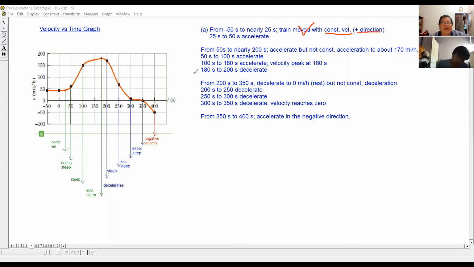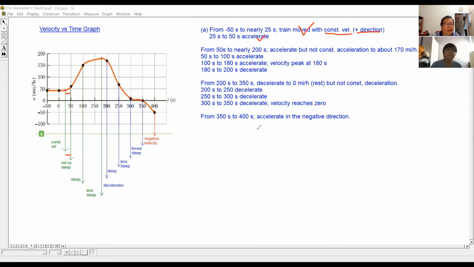Now the next part of the journey is this one, from here to here. It is a slope, but it's not very steep. It curves upwards like this. Curving upward means the velocity has increased already. It's no longer constant and flat like that. So the velocity has increased, but it is not very steep. So from 25 to 50 seconds, it accelerates.